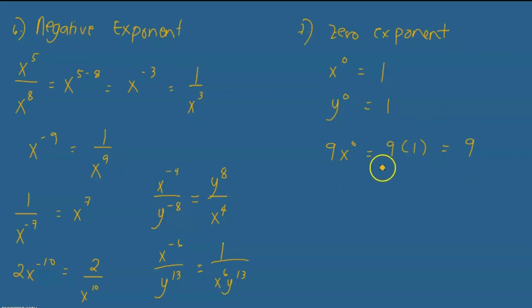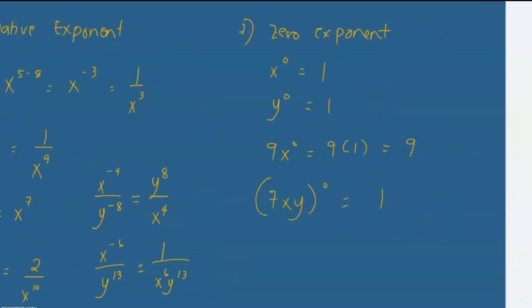Okay? And then, if I have here 7xy raised to 0, so since lahat po yan magiging raised to 0, then that will be 1. Okay po? So, let's try to have more examples.